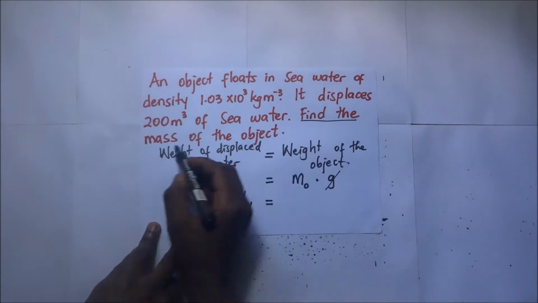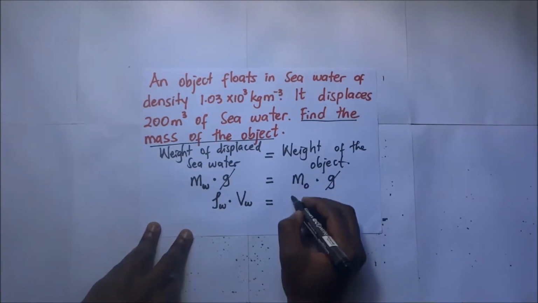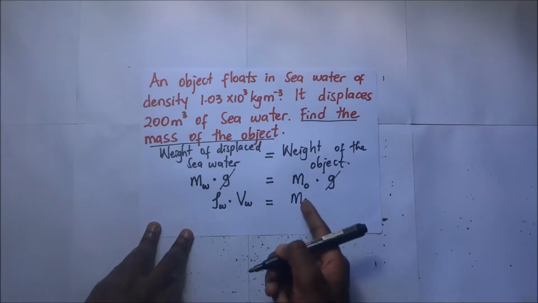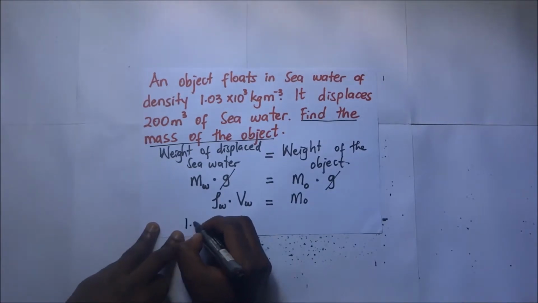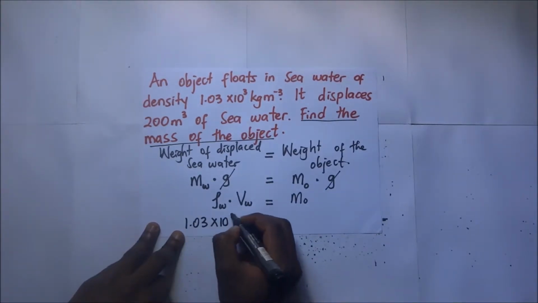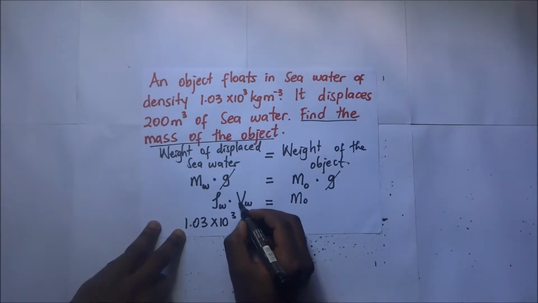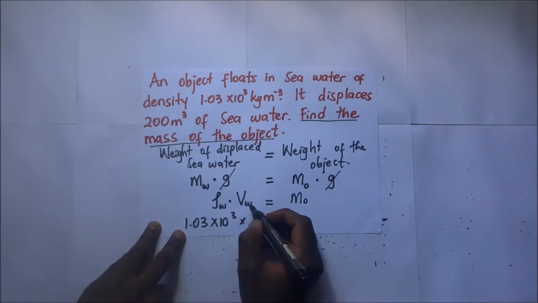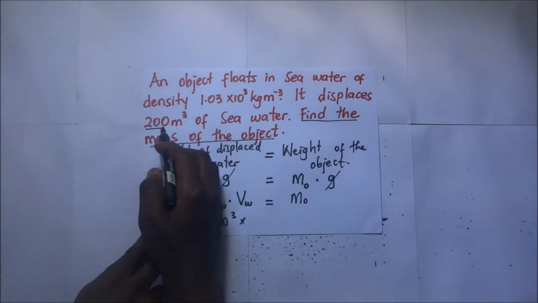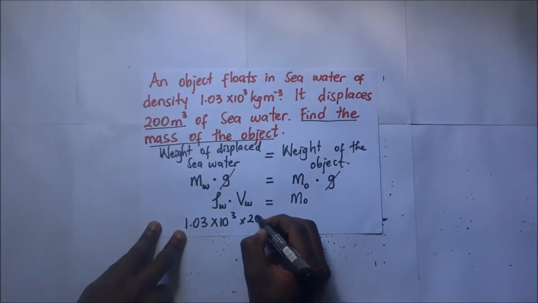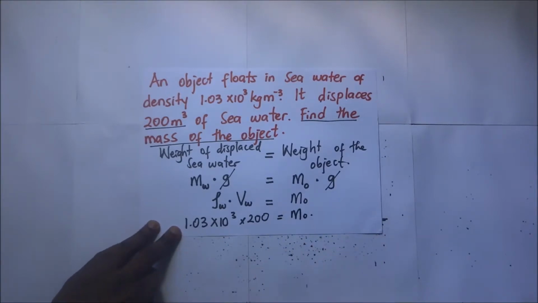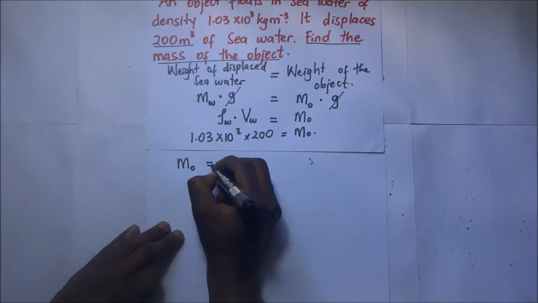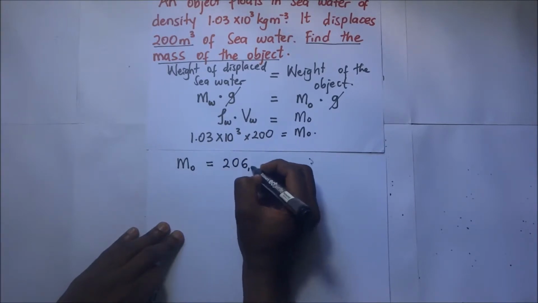The question wants us to find the mass of the object. So this is what we want, the mass of the object. For us to get the mass of the object, we get the density of the water, which is 1.03 times 10 to the power 3. Multiply that by the volume of the water that has been displaced. Now the question says that it displaces 200 meters cubed of seawater. So it is 200 meters cubed that was displaced. That is equal to the mass of the seawater. And from this calculation, you find that the mass of the seawater will be 206,000 kilograms.